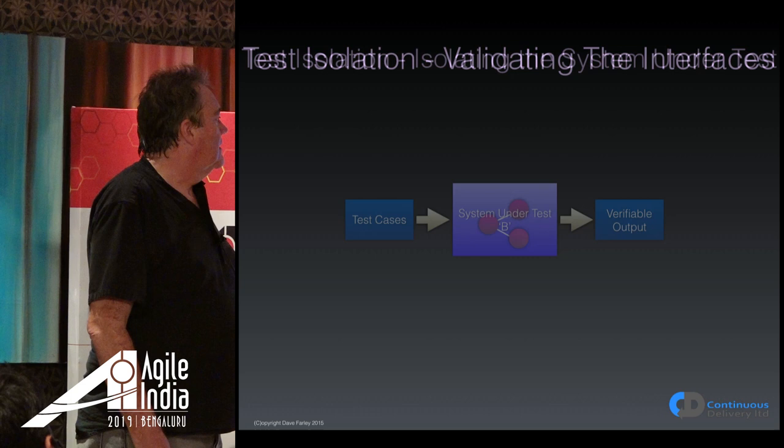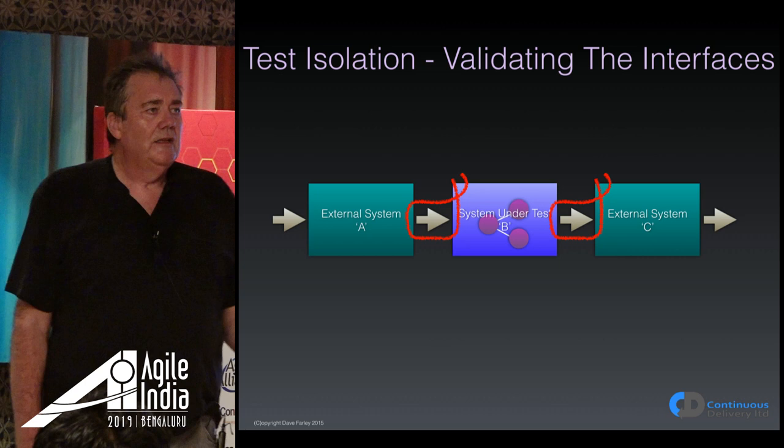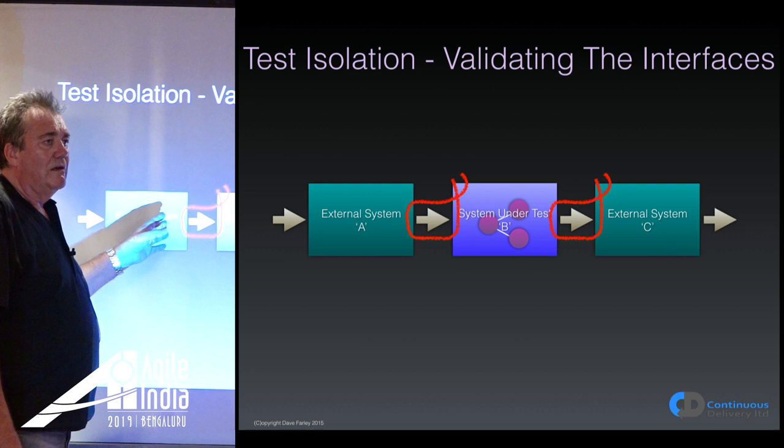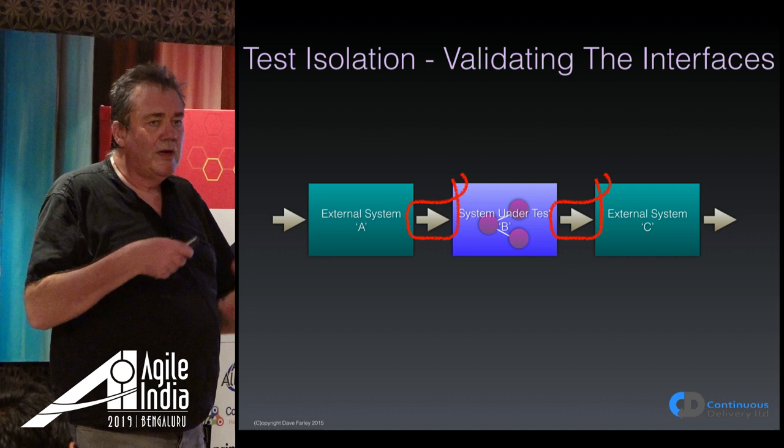Now, the problem with that is that when people look at these kinds of systems and say, yes, but you've got to do end-to-end testing, what they're worrying about are these bits. They're worrying that these interfaces between these two parts of the system are going to break in some way. You're going to make a change here which is going to screw up the downstream behavior. And so we've got to find another way of solving that problem if we want to have this test isolation thing.